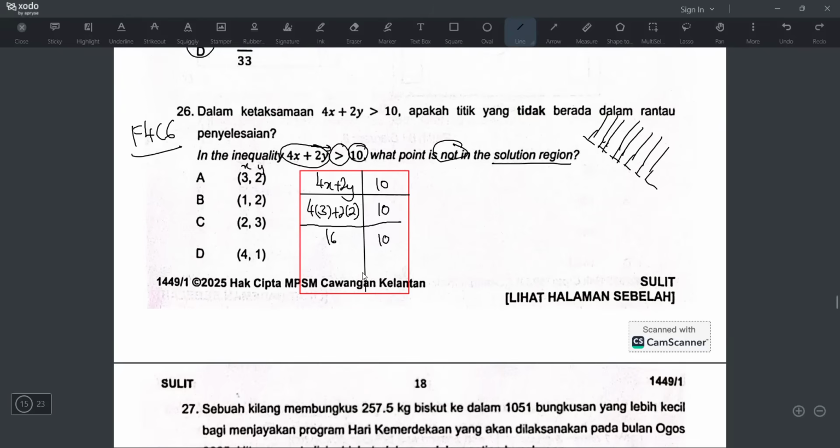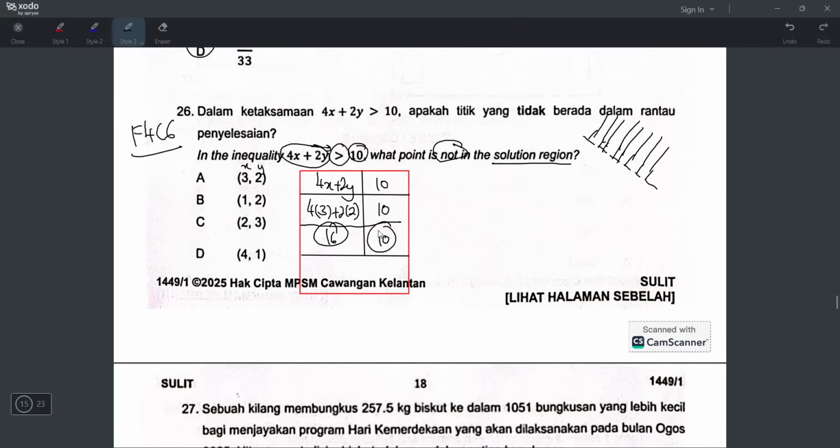So now what to do? You compare the two numbers lah. You compare the two numbers and see whether it's bigger or smaller, right? Okay, let me tell you, if this number and this number are the same number, that means this point is on the line. I repeat one more time. If you take any point, you sub inside, and you get the left hand side and right hand side the same value, that means this point is on the line.